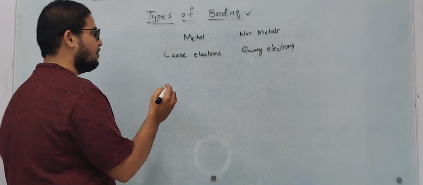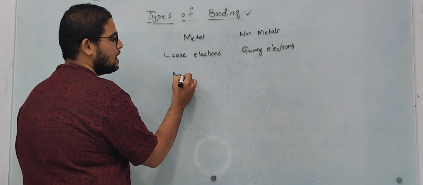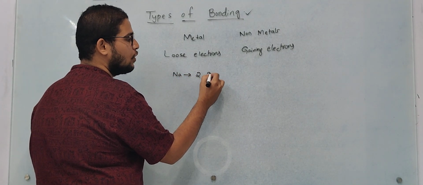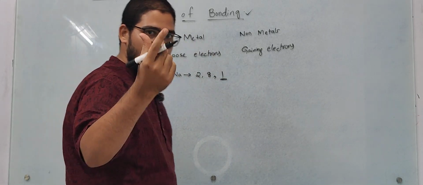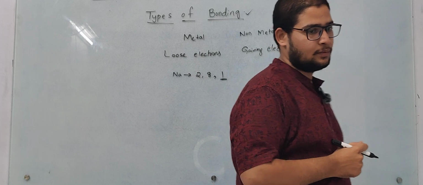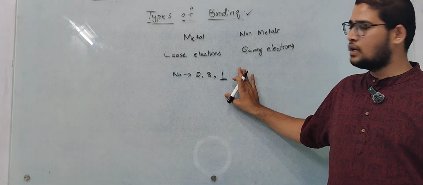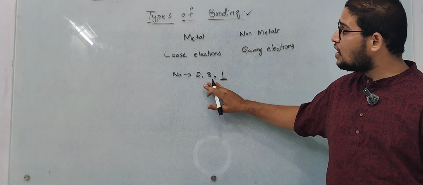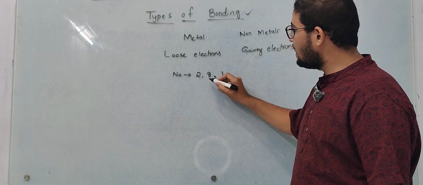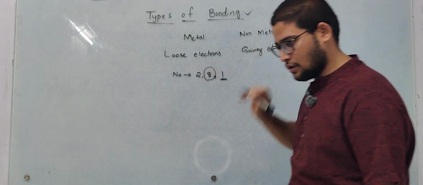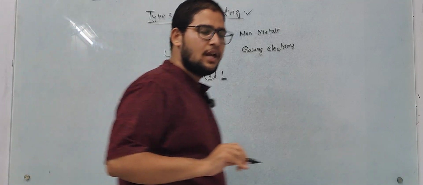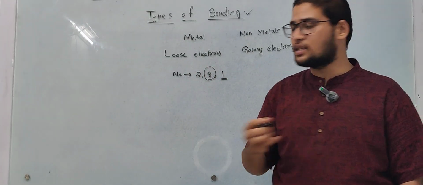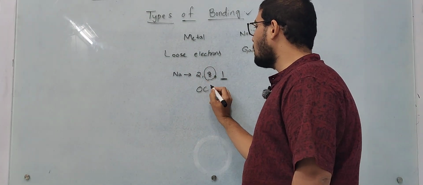Suppose I say sodium. For sodium, if I write the electronic configuration, it is going to be 2, 8, 1. So the last one electron is the valence electron. This valence electron must be lost by the metal to get 8 as the valence electrons. So what is this 8 number? In chemistry, the number 8 refers to something called the octet rule.